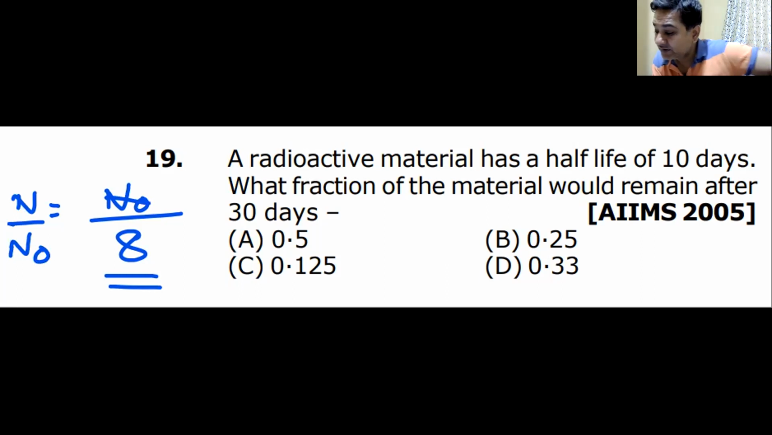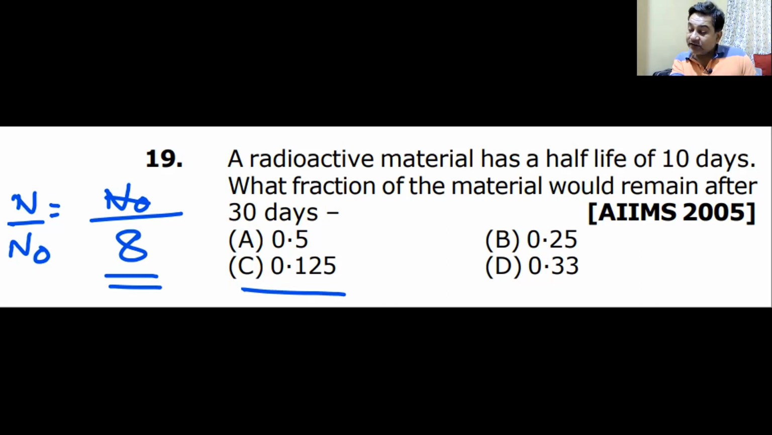Which one is 1 by 8? C, sir. 0.125. That is the answer, and that is how you do it. Will you remember the formula, the new formula that I made especially for you? Yes, sir.